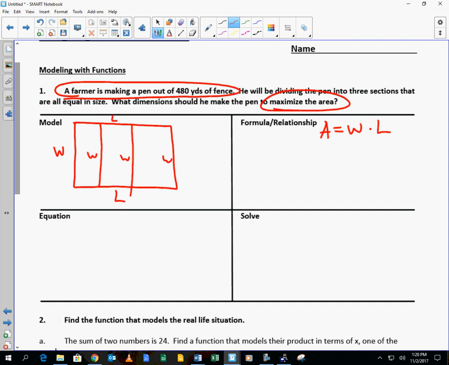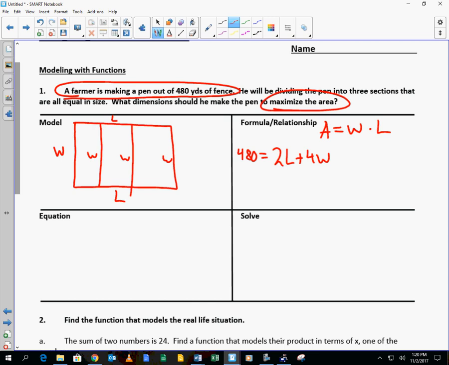Anybody see the second equation? Close. 480 equals 2L plus 4W. Two lengths plus four widths. Now, you can tell that's kind of the aha moment, right? We're going to try to make that happen for you, and we're going to do some exercises to try to produce that.